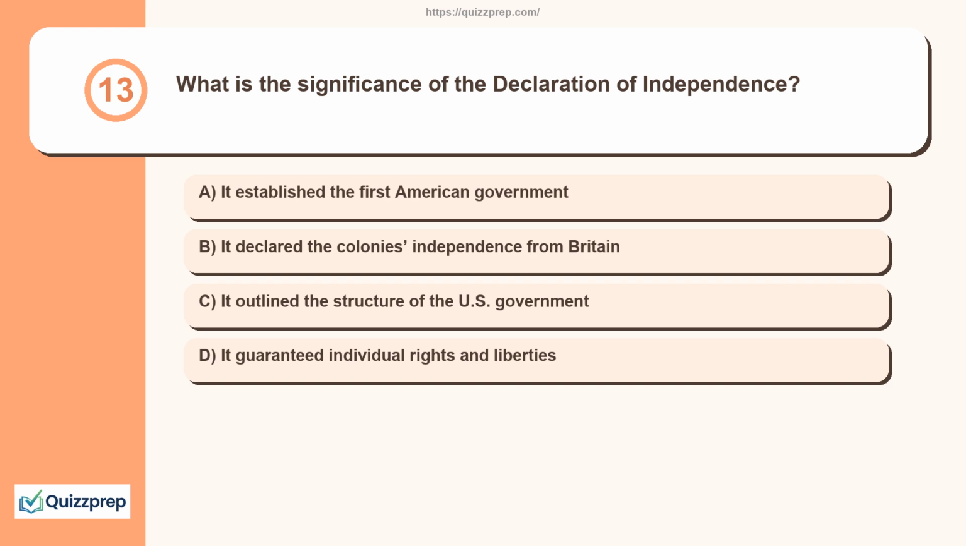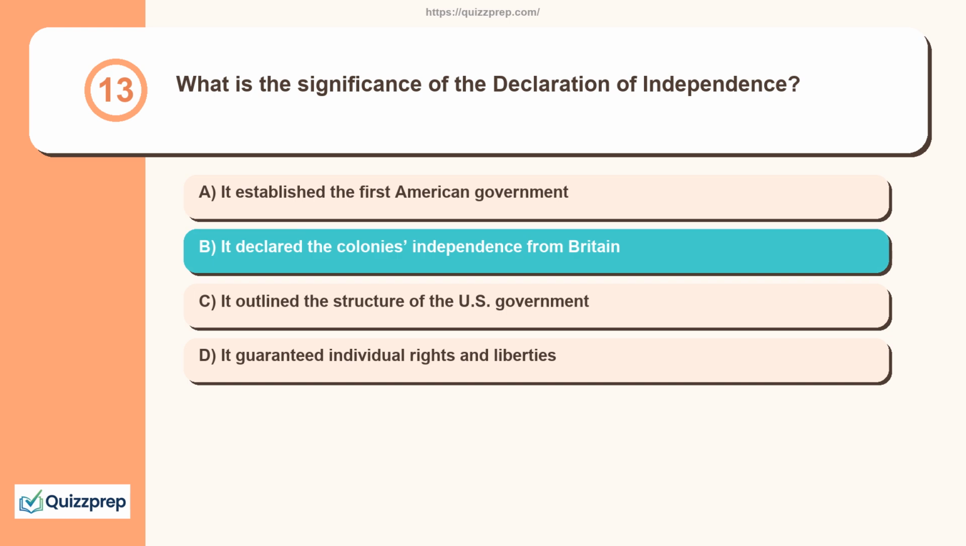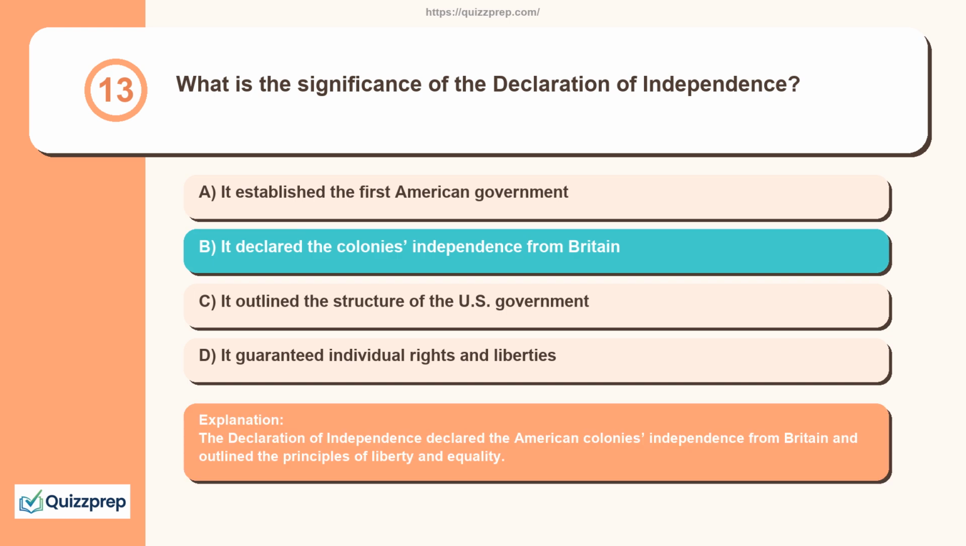Question 13. What is the significance of the Declaration of Independence? It established the first American government. It declared the colonies' independence from Britain. It outlined the structure of the U.S. government. It guaranteed individual rights and liberties. The Declaration of Independence declared the American colonies' independence from Britain and outlined the principles of liberty and equality.